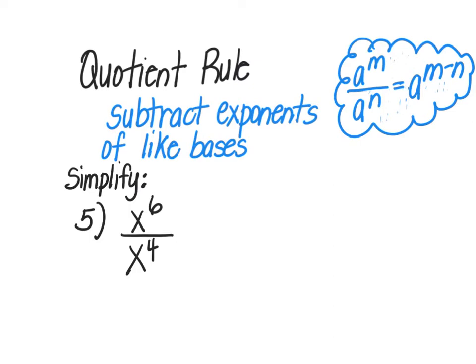And what the quotient rule says is we're going to keep that base of a, and then we're just going to subtract our powers, m minus n. So let's look at the first example. We have x to the 6th divided by x to the 4th. So the quotient rule says that we're going to subtract those powers. We're going to keep our like base of x, and then we're going to subtract our powers.